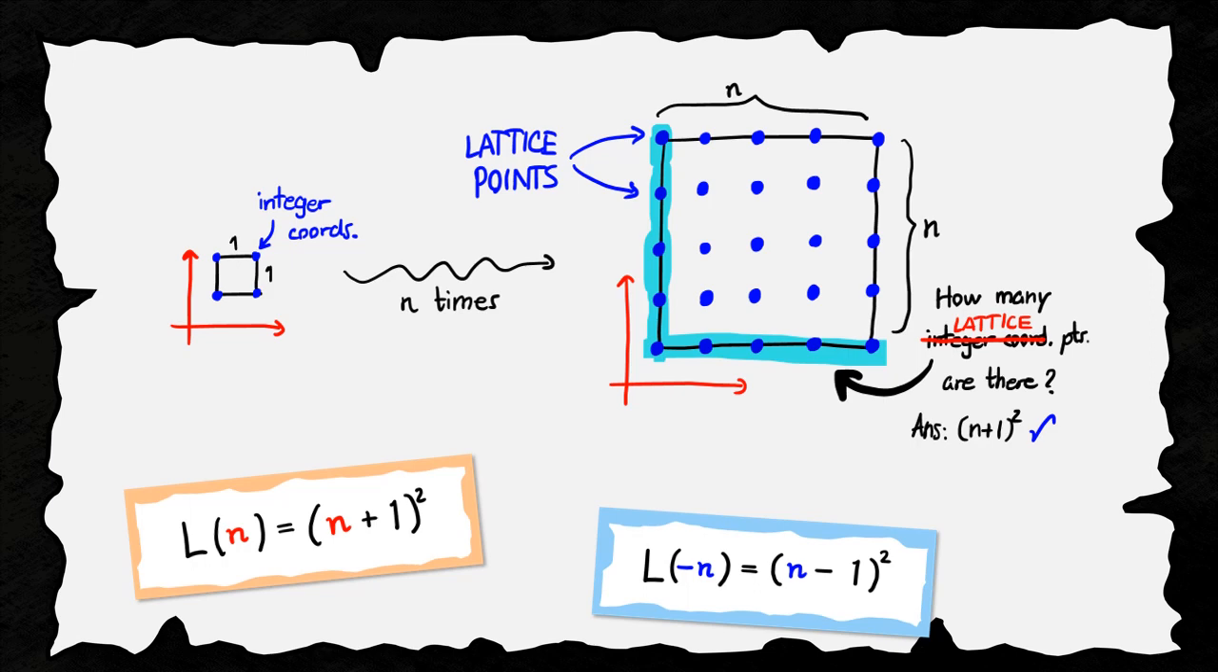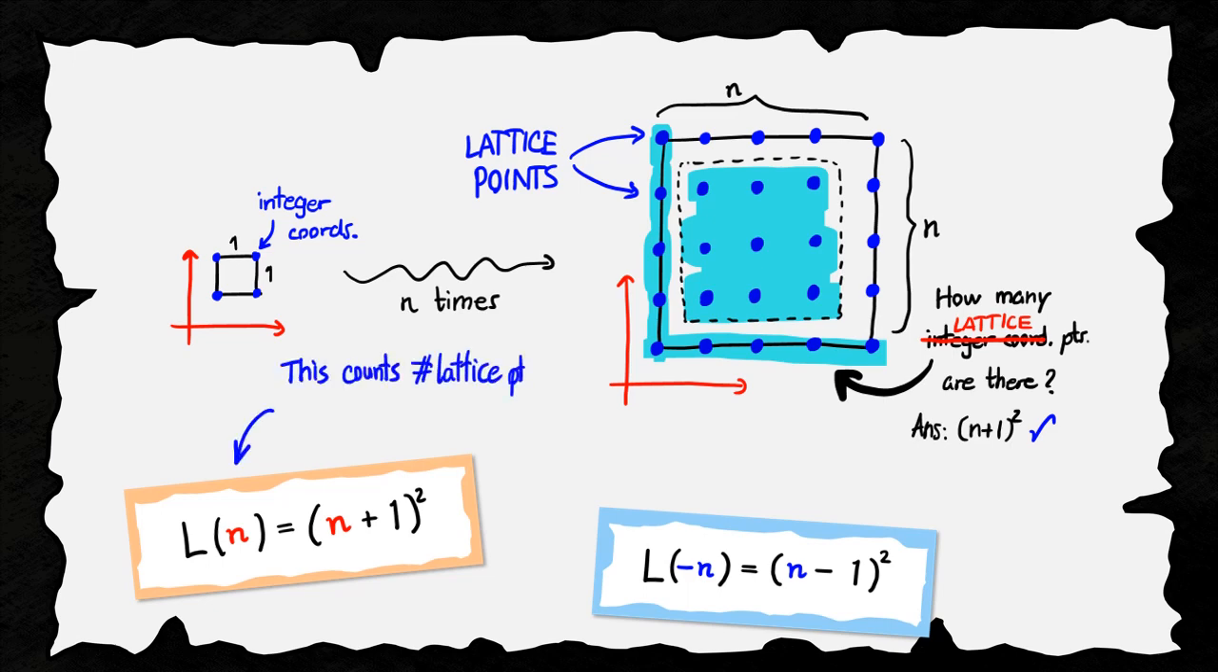So, where does this number n minus 1 squared appear in our picture? Look for a second, and you'll see that it is the number of lattice points that are strictly inside the n by n square. So in this case, plugging positive numbers into the formula counts the number of lattice points on the boundary and the interior of the square, while plugging negative numbers counts the lattice points that are strictly inside the square. Neat, right?